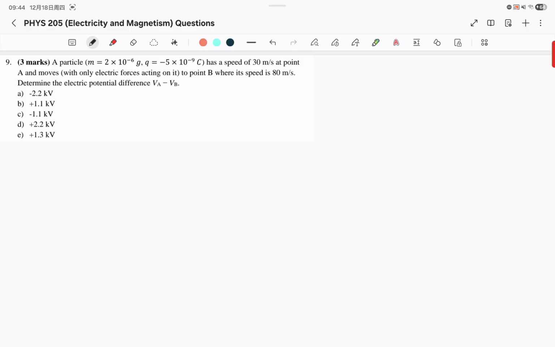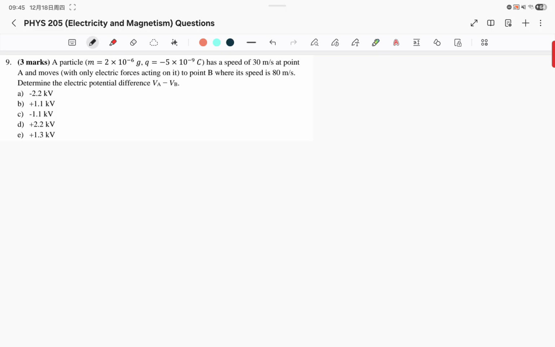Okay, question 9. A particle with this much mass and this much charge has a speed of 30 meters per second at point A and moves with only electric forces acting on it to point B, where its speed is increased to 80 meters per second. Determine the electric potential difference VA minus VB.